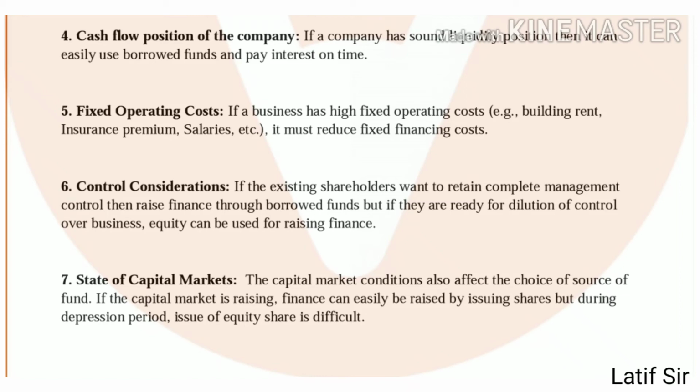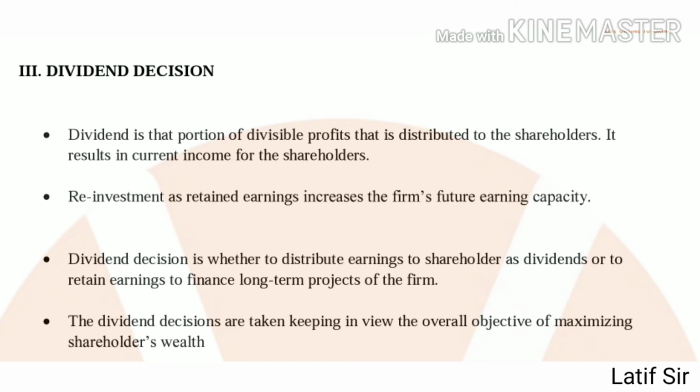Okay. State of capital market. What is the current position of the capital market? That is the stock market, the share market. If the stock market is in a boom period, then you can issue shares. But if it is in a depression, a poor state, then you should issue debentures, because at that time debentures will be popular, or people will be trying to invest in fixed interest rate securities.